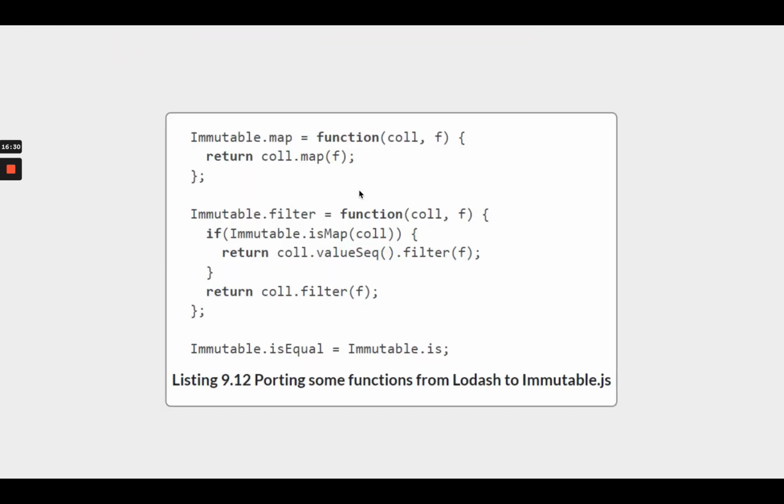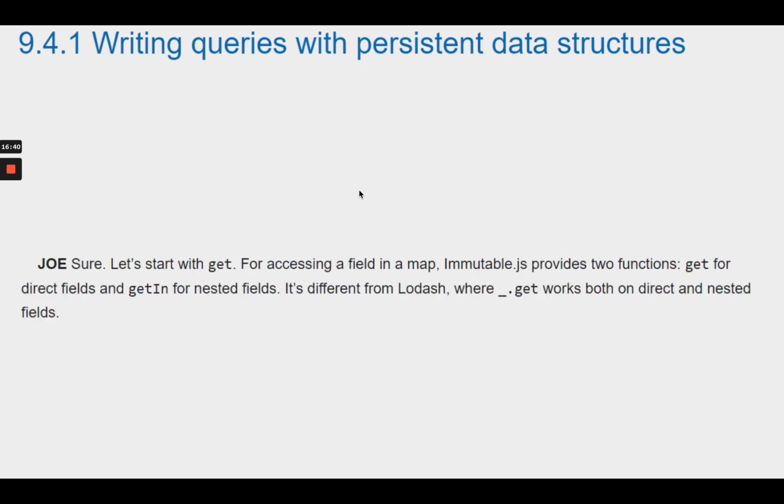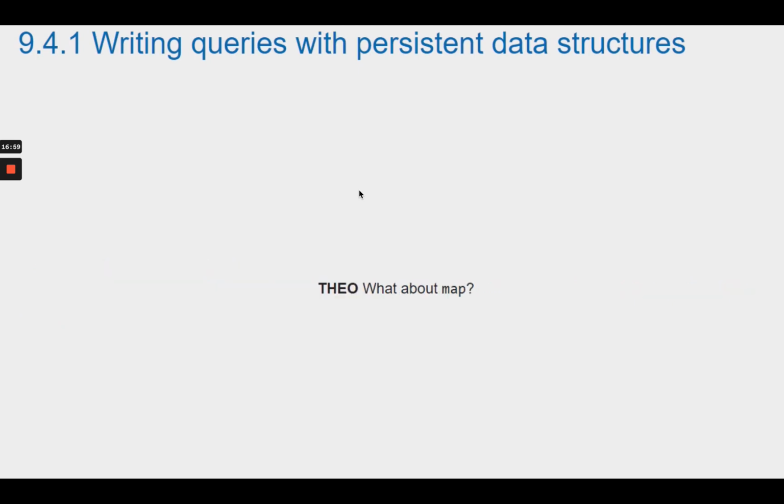Joe: Here's the port of those 4 functions from Lodash to Immutable.js. Theo: The code seems quite simple, but can you explain it to me, function by function? Joe: Sure. Let's start with get. For accessing a field in a map, Immutable.js provides 2 functions, get for direct fields and getIn for nested fields. It's different from Lodash, where _.get works both on direct and nested fields.